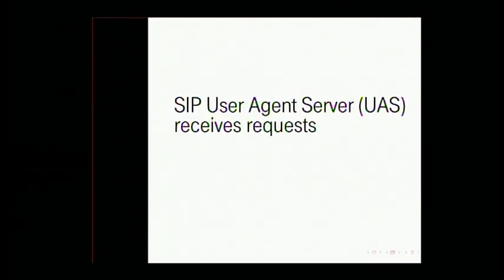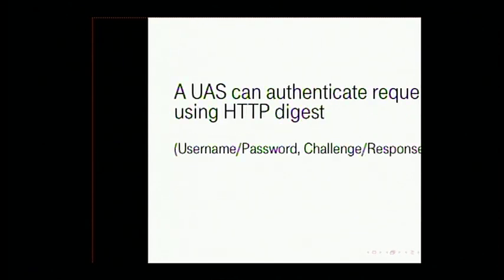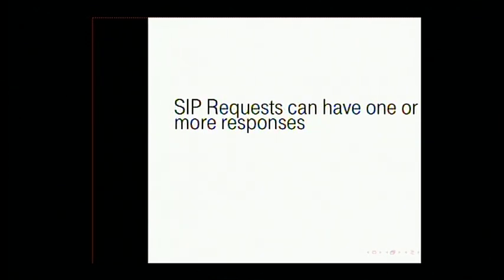Some more terms: the SIP user agent client is simply an entity which sends a request. A SIP user agent server is somebody who receives a request and replies with a response. A user agent server, or UAS, can authenticate requests with HTTP digest, which is a simple challenge-response authentication method. SIP requests can have more than one response. In the case of the INVITE transaction, you have the ringing, which tells you that you have reached the called party but the headset is still on the hook, and then you can have the final response if the user picks up the headset.